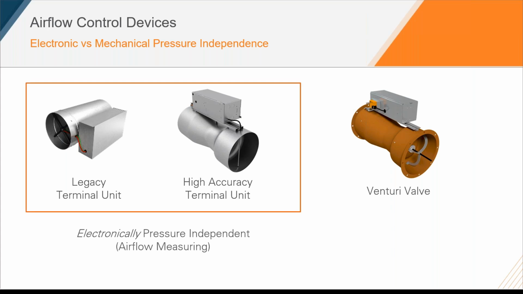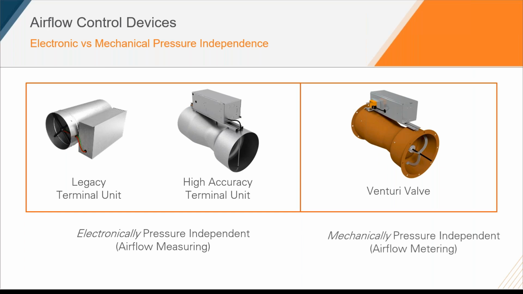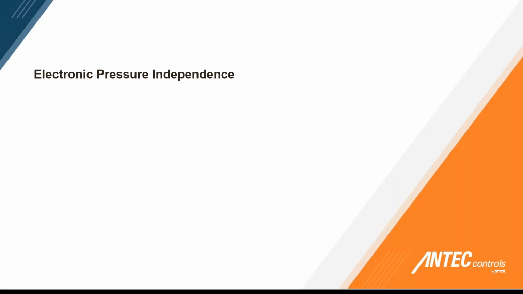In this case, we're going to define legacy terminal units and high accuracy terminal units as being electronically pressure independent. This means these valves are directly measuring and controlling the airflow. On the other side, we have venturi valves, and we're going to define this valve as mechanically pressure independent. This air valve is going to be metering the airflow, and we're going to talk a little bit more about both of those very shortly. So with that, we're going to get started with talking about electronic pressure independent air valves.